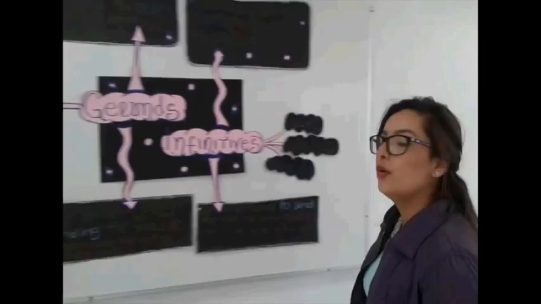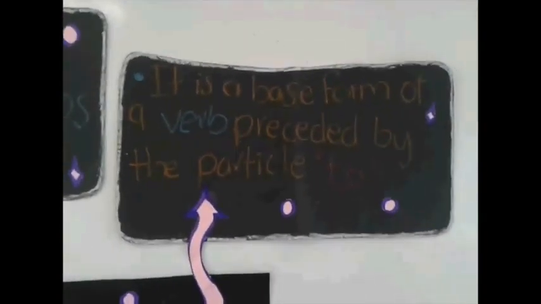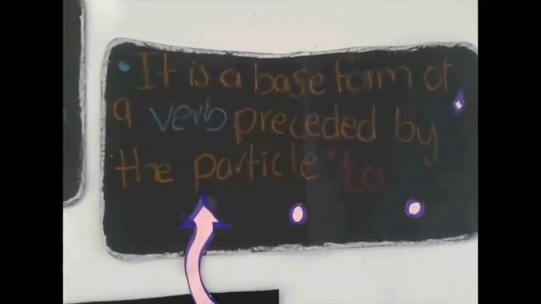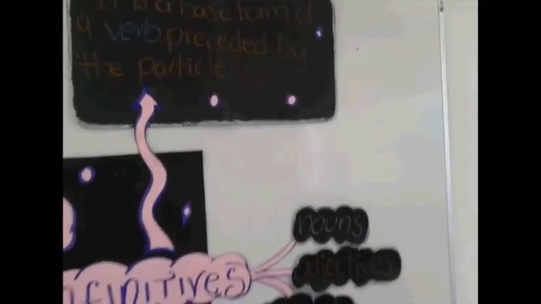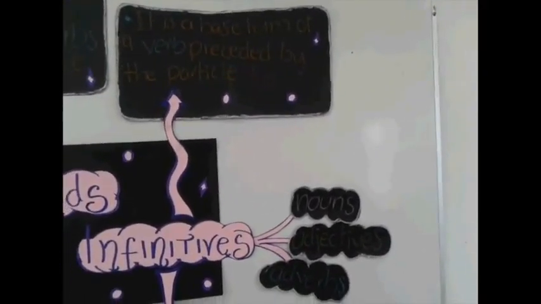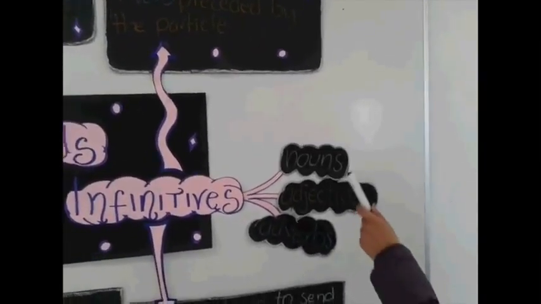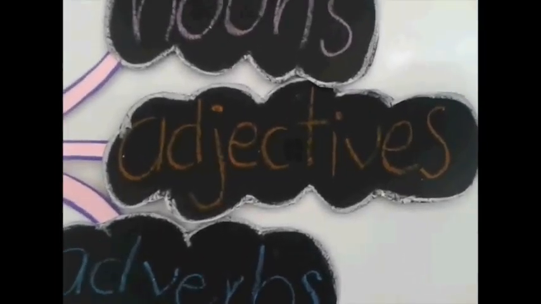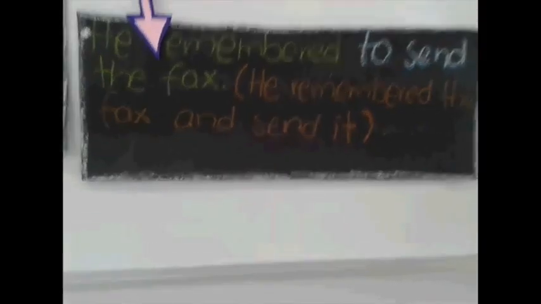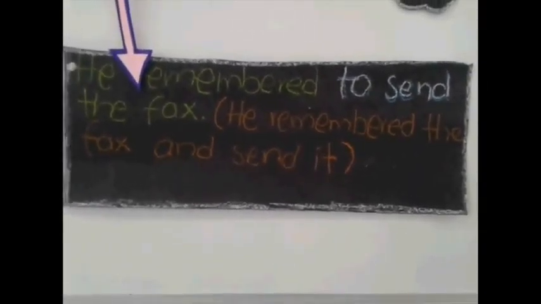On the other hand, we have infinitives. It is a base form of a verb preceded by the particle to. For example, to go, to learn. And then this works as nouns, adjectives, or adverbs. Here we have an example: he remembered to send the fax. It means that he remembered the fax and then sent it.